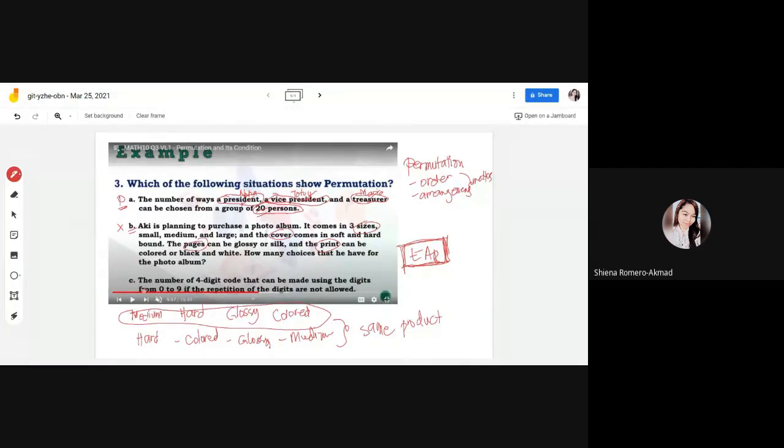How about for letter C? Kanina yung sinabi ng kaklase niyo, if the repetition, pwede ba siya kapag permutation or not? Kailangan ba repetition is not allowed? Allowed, pwedeng not allowed. But still, remember that tingnan niyo muna kung ito ba ay or yung situation has an order or an arrangement, or does the order or arrangement matters in the situation.